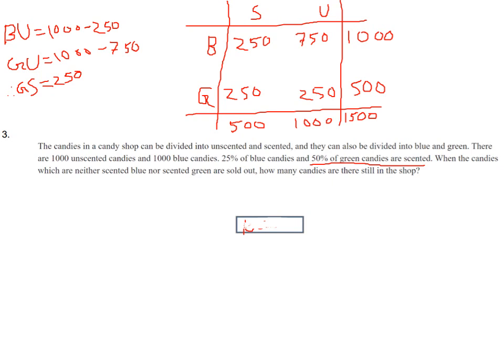The question says neither scented blue nor scented green are sold out, so the unscented blue and unscented green are sold out. Among the total candies, that are 1500, we have sold out 1000 candies that are unscented. So the remaining candies are scented. So 1500 minus 1000 equals 500.